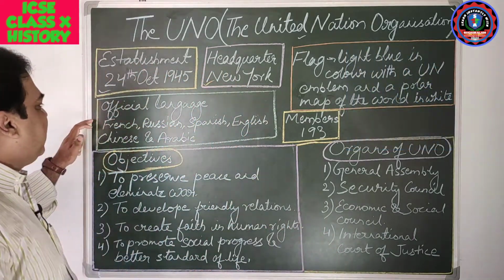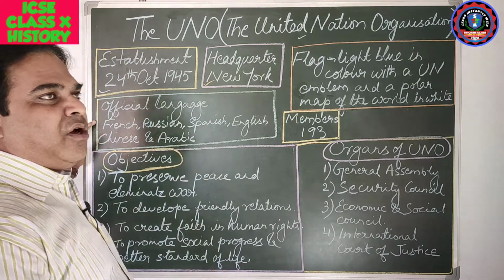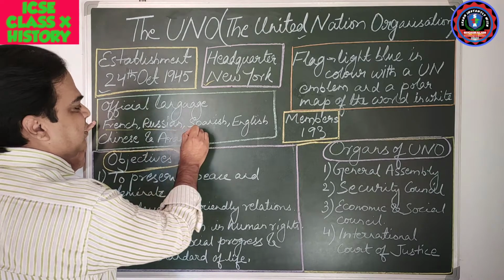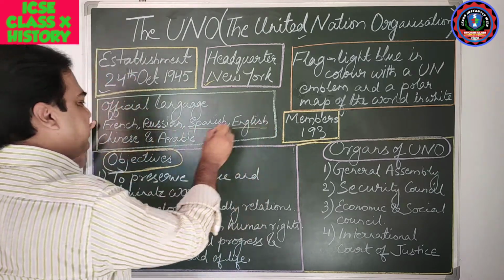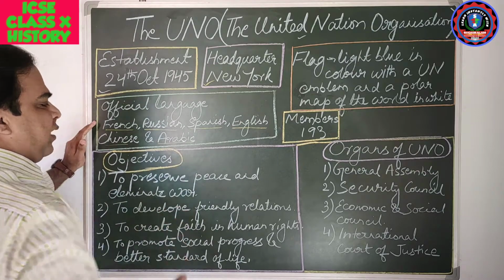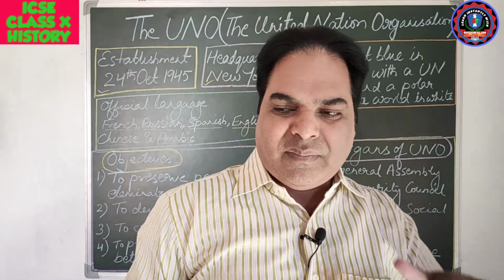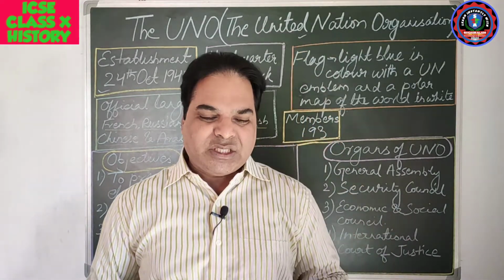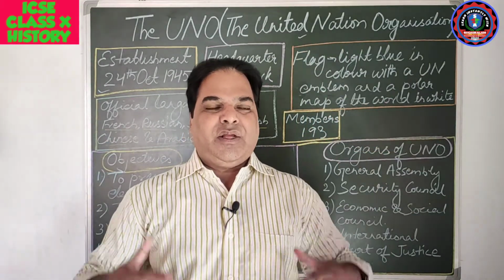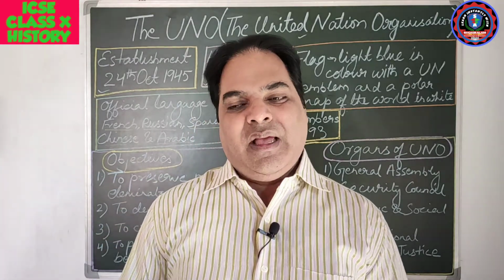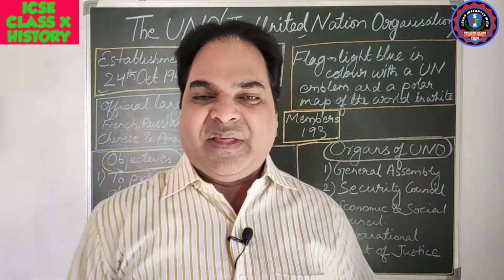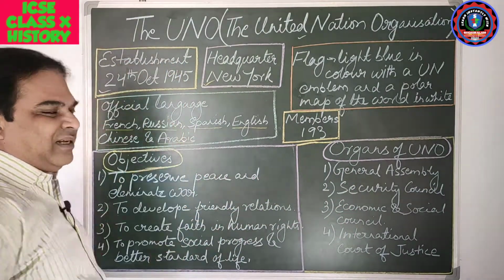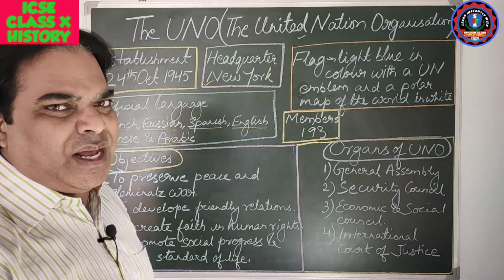Now, next one is what is the official language of the United Nations Organization? You can see here, French is there, Russian is there, Spanish is there, English, of course, is there, Chinese is there, Arabic is there. Apart from this also, if other languages want to be spoken in the General Assembly or on the platform of the United Nations, that can be allowed, and that provision is also there. But these are some of the important official languages of the United Nations Organization. We can call it UN also, United Nations.